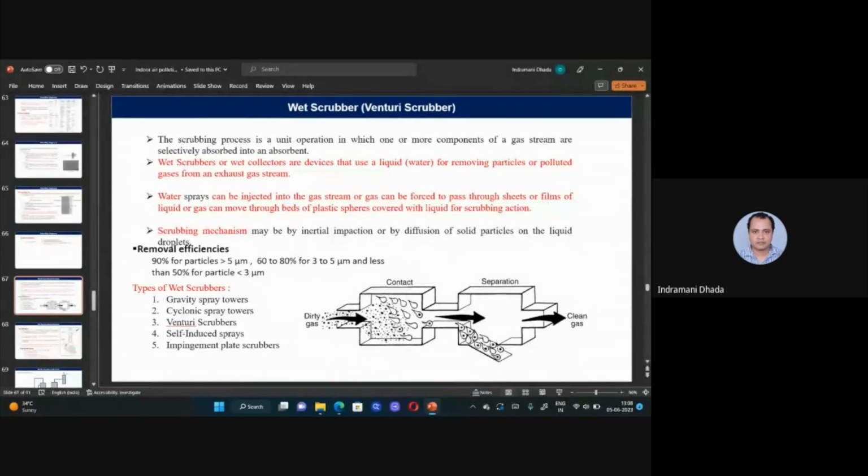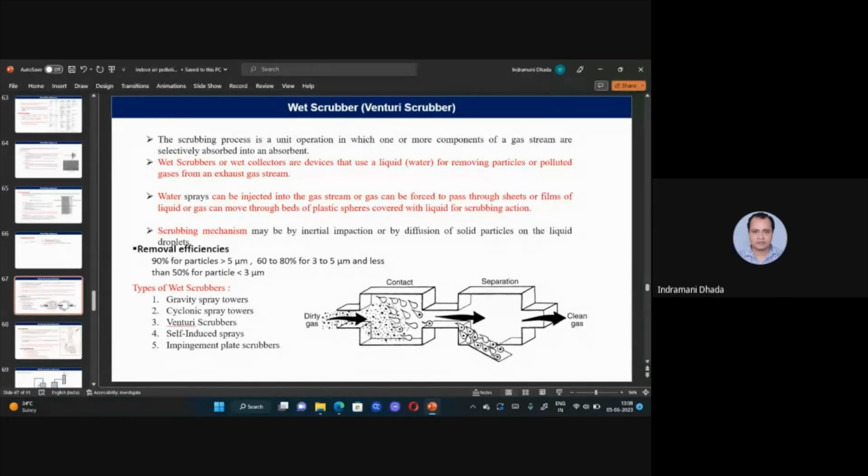Now coming to the gases. What about the gases in the stream? If gases are there, what can we do? We can go for scrubbing. Scrubbing means spraying of some liquid over the gas. So what happens? Some gas is eliminated by reacting with the liquid. At the same time, the particles are also removed through the liquid. Some particles are accumulated through the spraying of water, and that can be removed at the bottom. Also, some gases can be dissolved in water and removed.